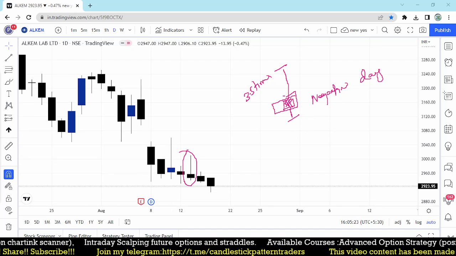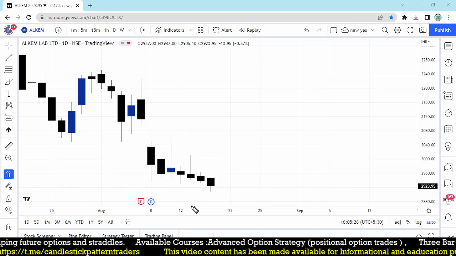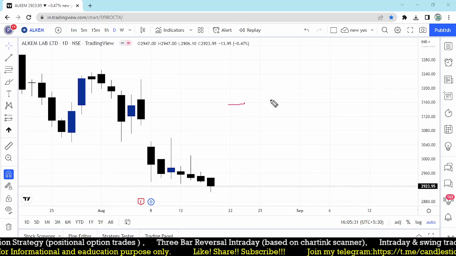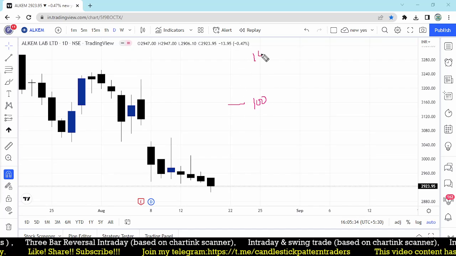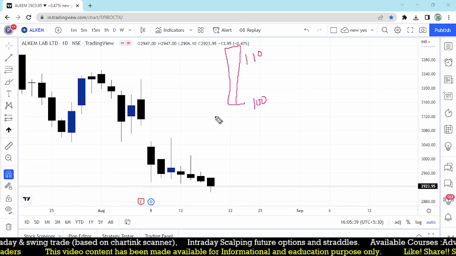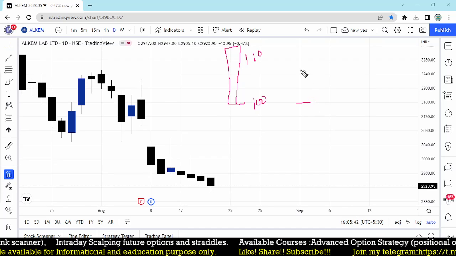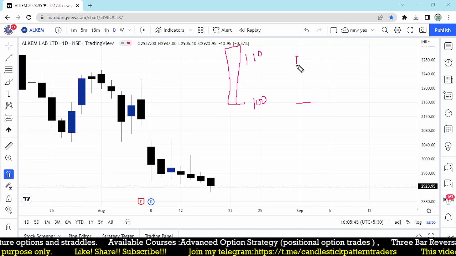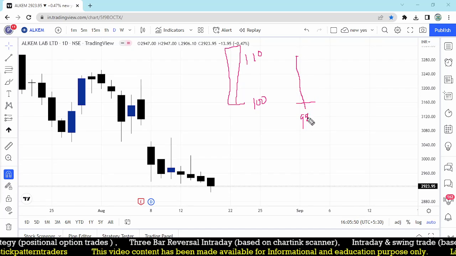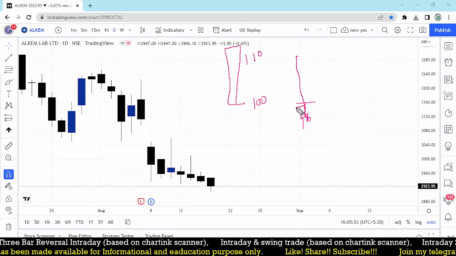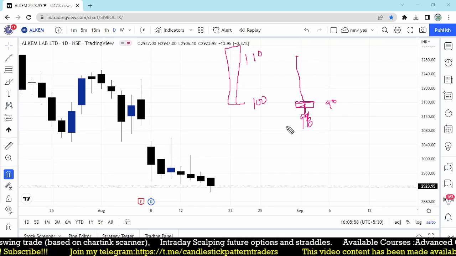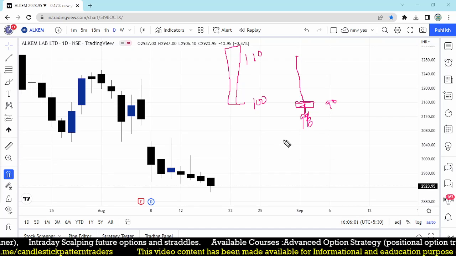So what is the logic behind this candle? Let me explain. For example, if the candle started at 100 rupees and went to 110, the candle is fully green, a bullish candle. The same day, if the market rejected from 110 and came down to 98 or 96, and then closed at 98 and made a low of 96, it looks like a shooting star kind of candle.